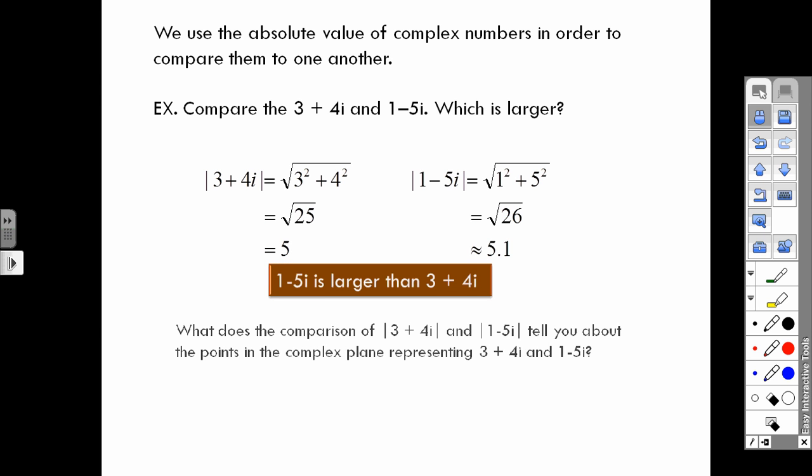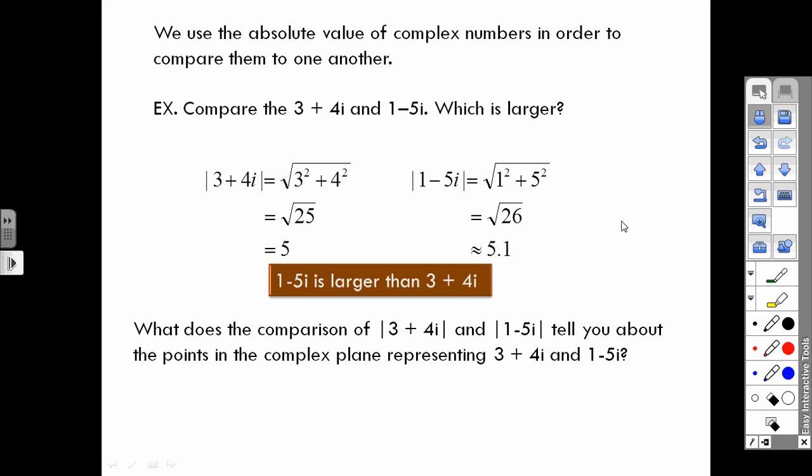So I ask you this question. What does the comparison of the absolute values tell you about the points in the complex plane that represent them? I'm not going to answer that for you. I just want you to think about that.